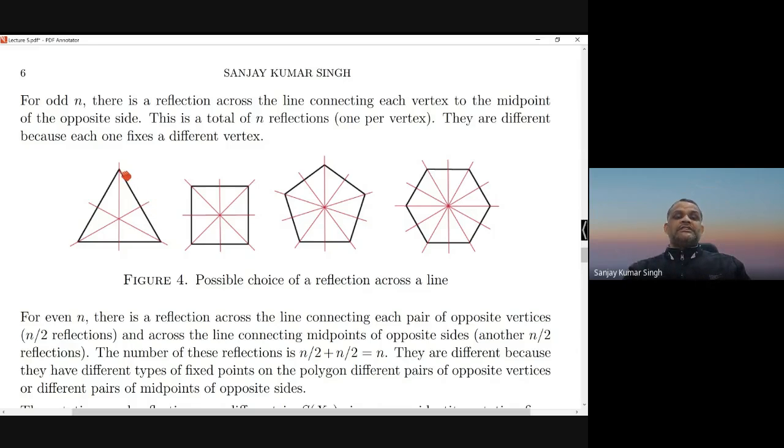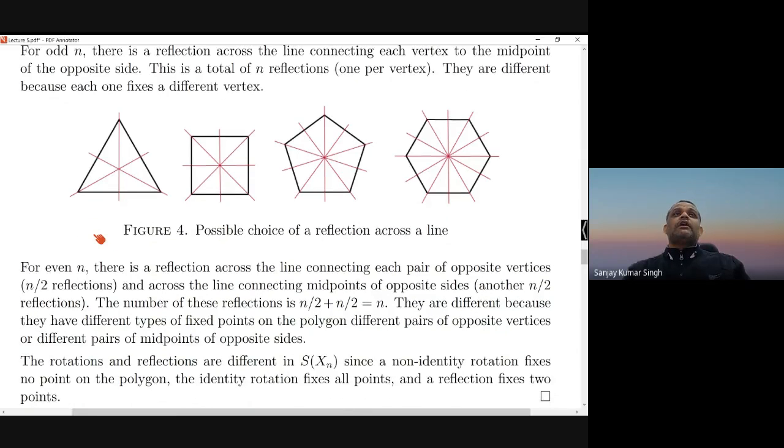Why? Because each reflection is determined by one vertex. And since it has n vertices, I will get exactly n reflections. Now I will explain how to get reflections when n is even. It means when we have an even number of vertices.